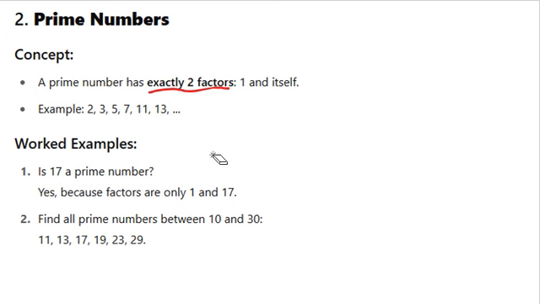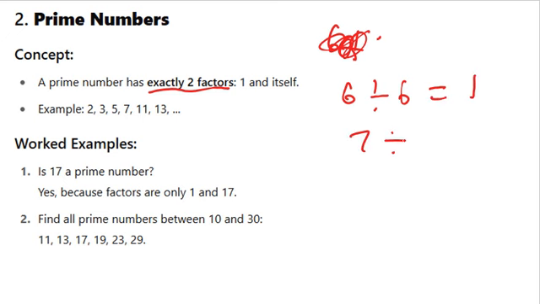I think you understand now what factors are, and it's something you have covered earlier. So now prime numbers are numbers whose only factors are one and itself. Any number can divide itself. For example, 6 is a factor of 6, because when you divide 6 by 6 you get 1. 7's factor is also 7.